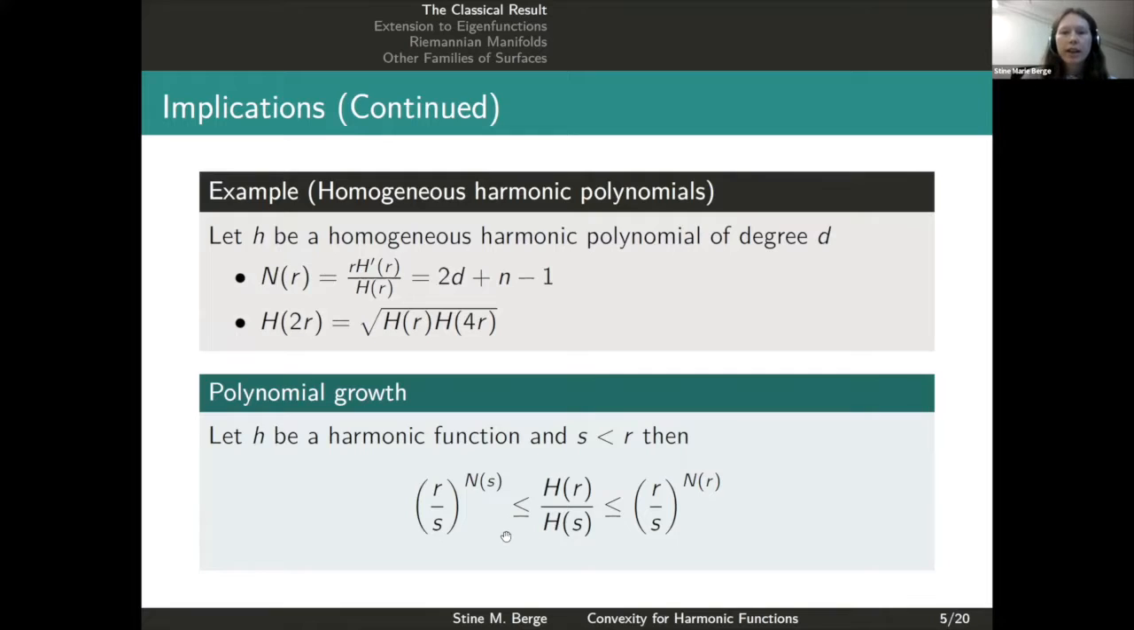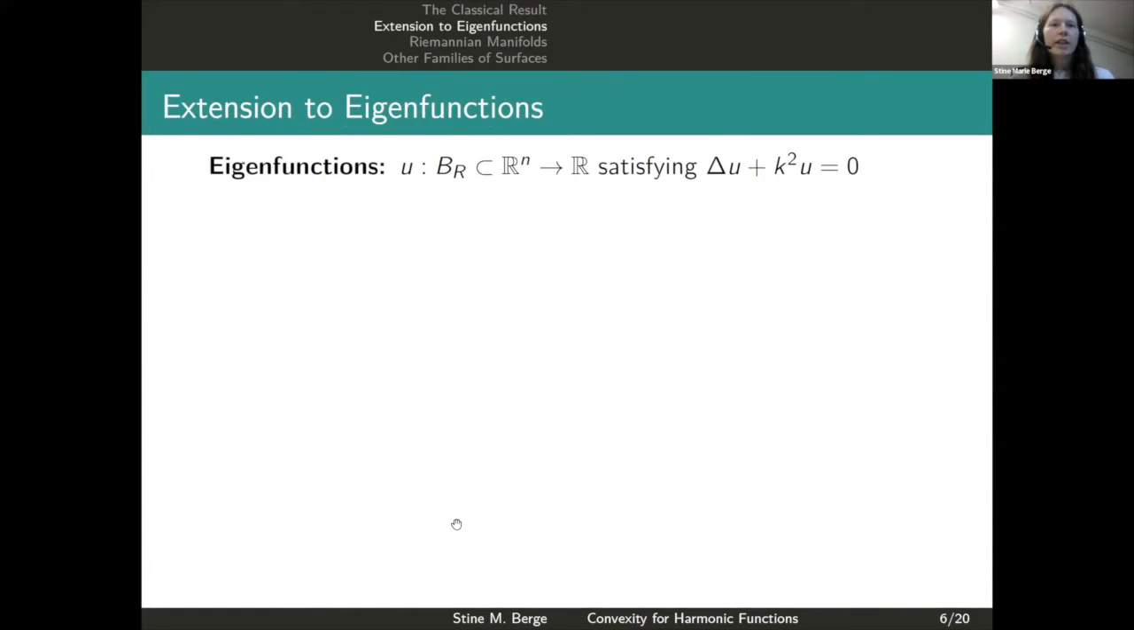And to make this precise, if you take some s less than r, then this ratio here is bounded by this polynomial to the power of the frequency, and you have the bound above and below. Okay, so now I want to move to the second part of my talk, namely the extension to eigenfunctions.